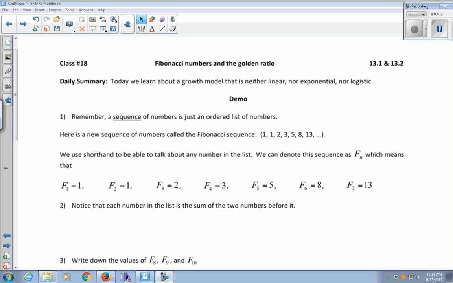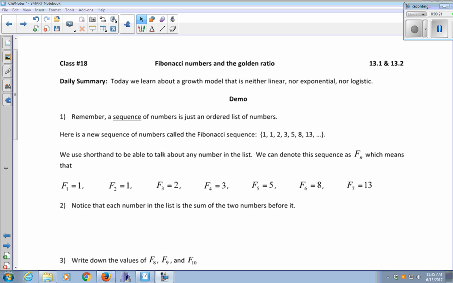Today we learn about a growth model that is neither linear, nor exponential, nor logistic. So remember, a sequence of numbers is just an ordered list of numbers. Here's a new sequence of numbers. It's called the Fibonacci sequence. It goes 1, 1, 2, 3, 5, 8, 13, etc.